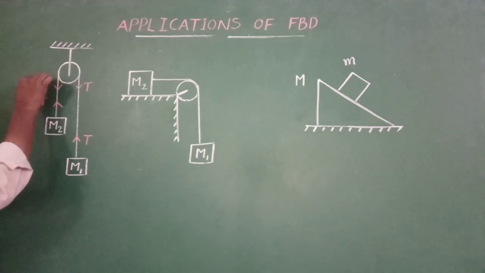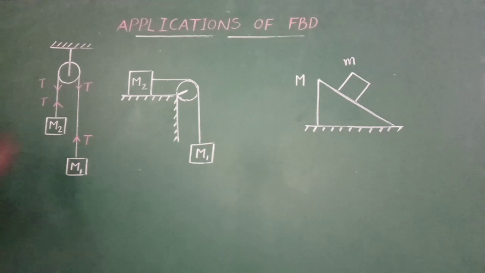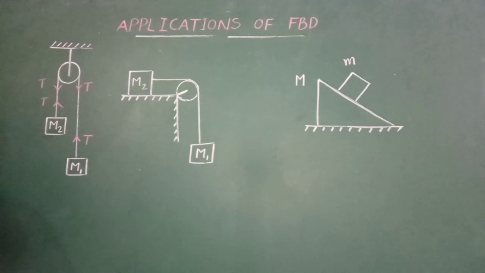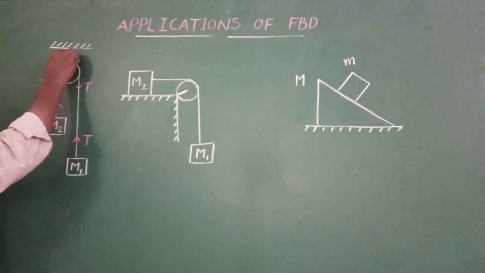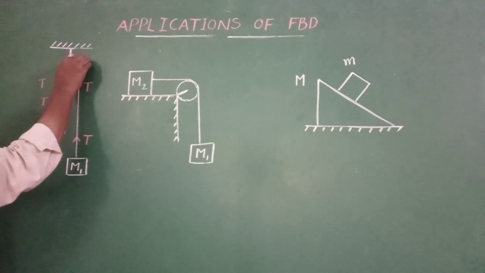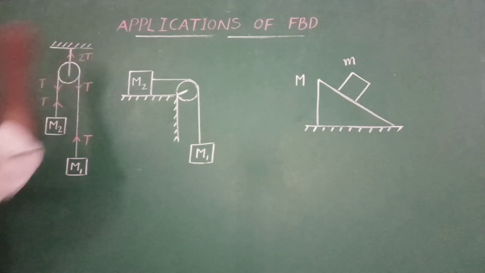On this clamp, how much force is acting? Here, these two forces are acting in the downward direction. That's why the same amount of force is acting, so the total force or thrust, T plus T, that is 2T, is acting on the clamp in this direction.